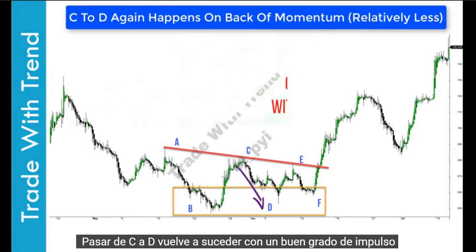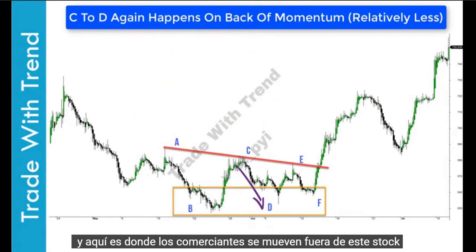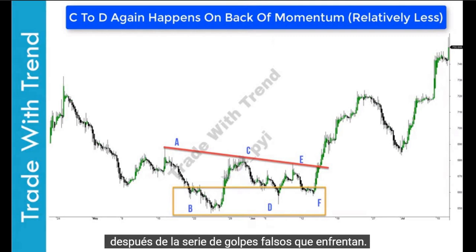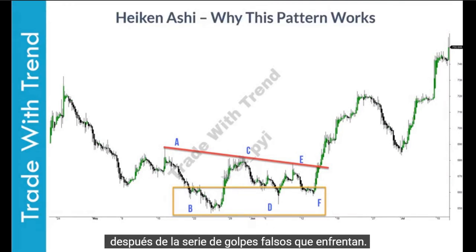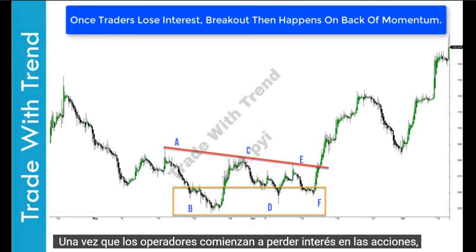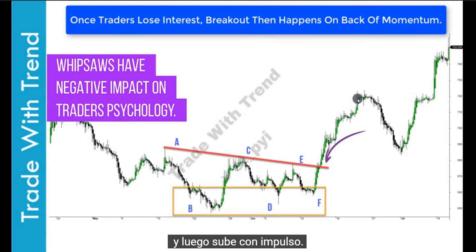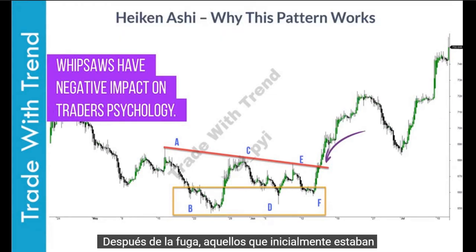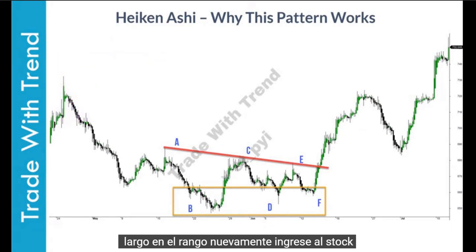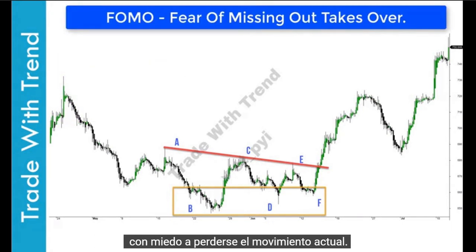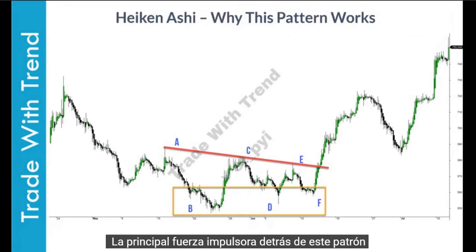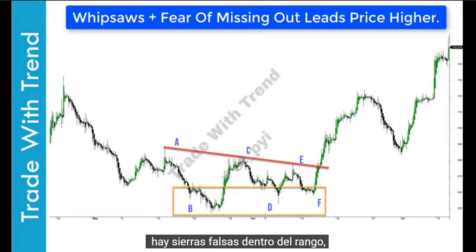Move from C to D again happens with fair degree of momentum, and this is where traders move out of this stock after the series of whipsaws that they face. Once traders begin to lose interest in the stock, price then moves above the ACE trend line and then heads higher with momentum. After the breakout, those who were initially long in the range again enter the stock with a fear of missing out on the current move. This eventually takes price even higher with momentum. The main driving force behind this pattern is whipsaws within the range and then the feeling of missing out on a good trading opportunity.